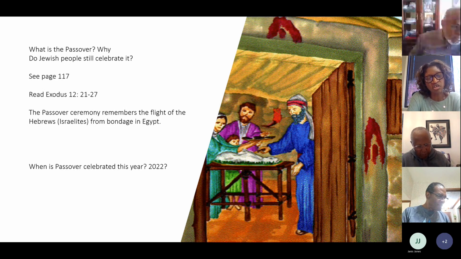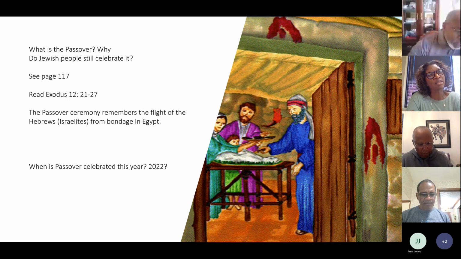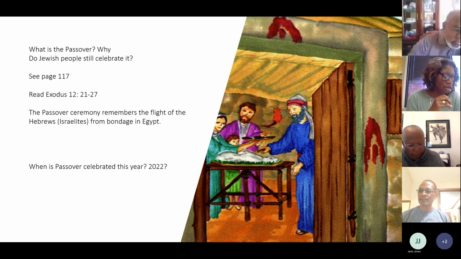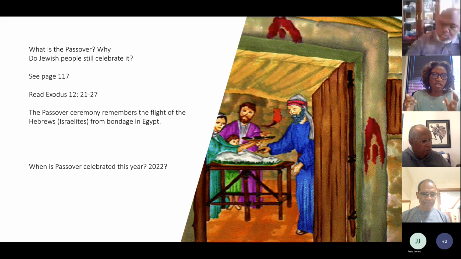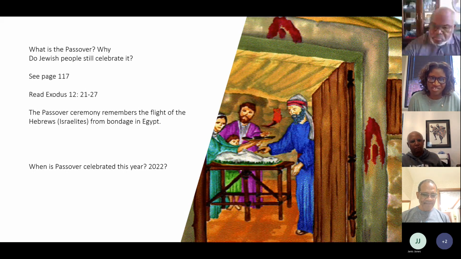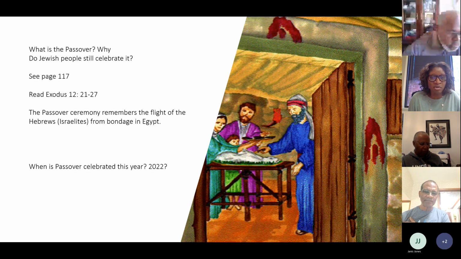So the Passover. I love Jewish traditions. I'm not Jewish, but I love how they honor their history. In the essence of time, I was going to ask you this question: do Jewish people still celebrate the Passover? Yes, they do. In 2022, 2023 and on, they are going to celebrate it. Why? Because they remember. There's more information on page 117 about the Passover in your textbook.